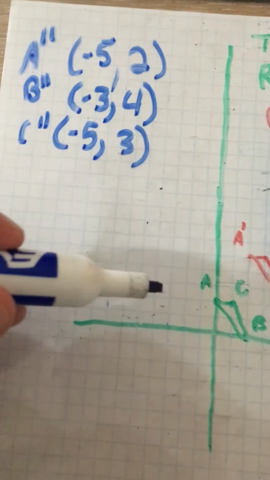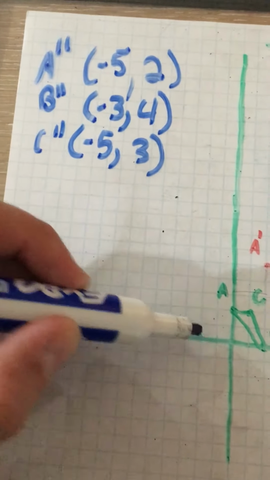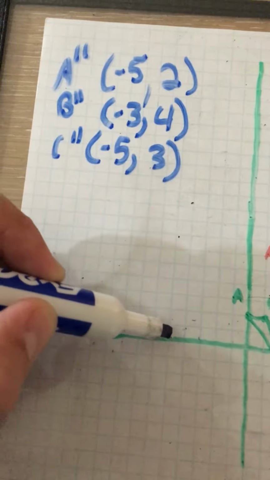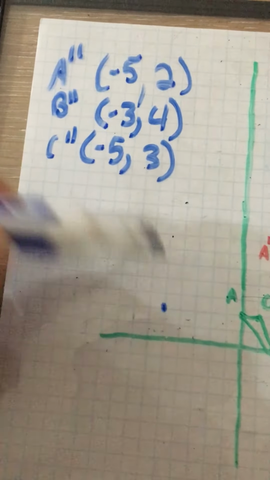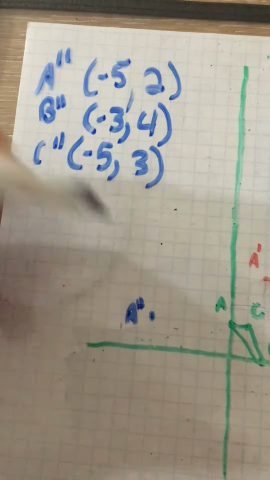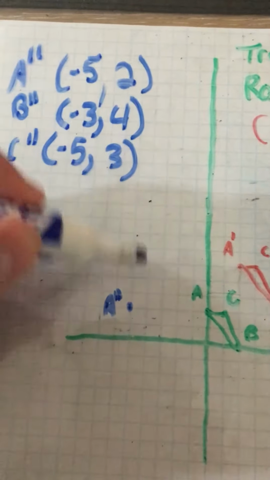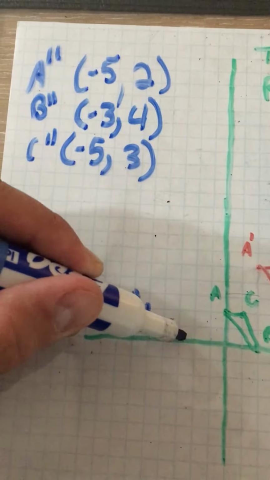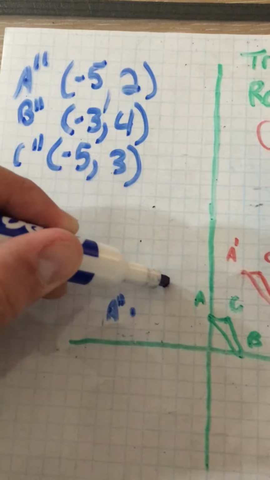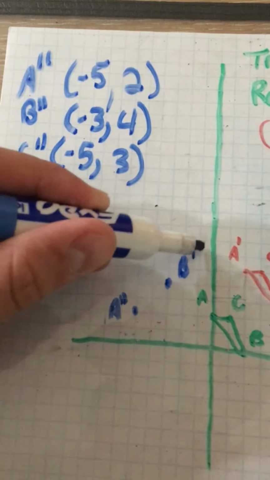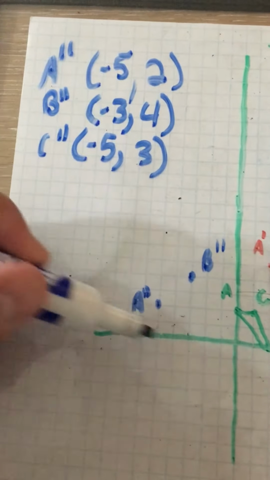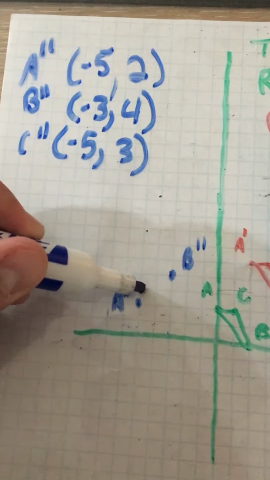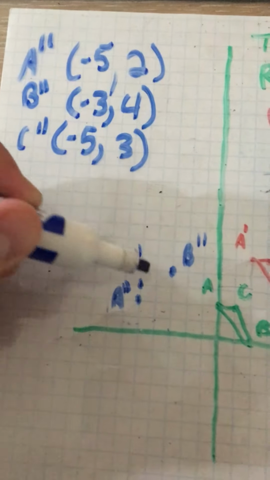So now I'll go ahead and plot these points. I have 1, 2, 3, 4, 5, 1, 2. This is A double prime. And I got 1, 2, 3, 1, 2, 3, 4. B double prime. And I have 5, and I'm going to go up 3. C double prime.